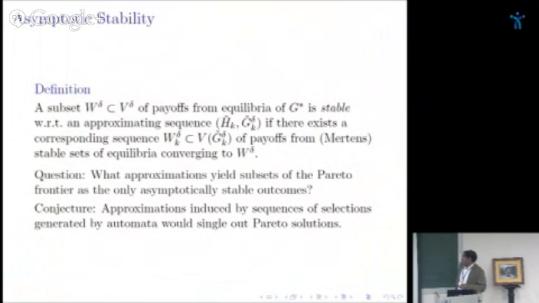And so everything would depend on the approximating sequence. And this says a subset of payoffs is stable. I'm just focusing on payoffs; we should probably talk about strategies. A subset is stable if there is an approximating sequence of games and then a corresponding sequence of stable sets whose payoffs converge to this. So we believe that this is the formulation that we sort of need, and we have some experience suggesting that this is what's going on. There's something about selections induced by automata that seem to work well, and this goes back to this notion of uniform approximation of the best reply correspondence I told you about. It seems to be a defining property of selections induced by automata.